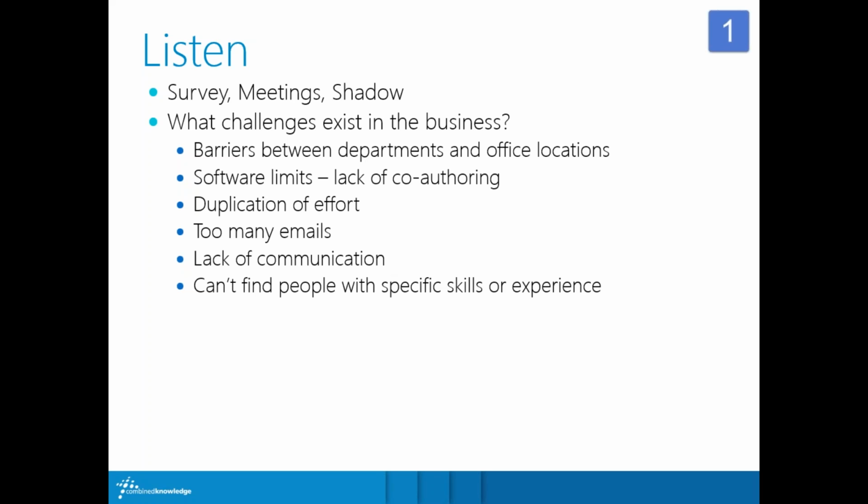There might be limits to their software. So they might not describe them as limits. They might say, things are slow, or it always says that I can't do this today, please try again tomorrow. So a limit could be at the moment that we can't do co-authoring. So effectively that means I can't have more than one person editing the same business document at the same time.